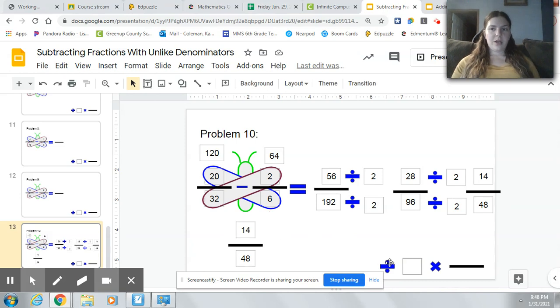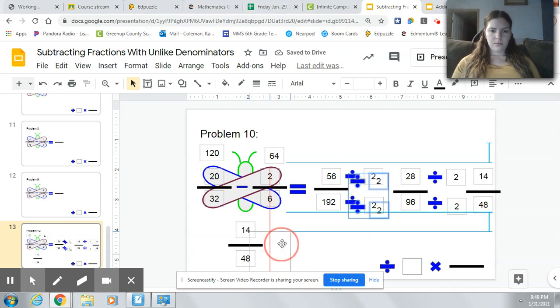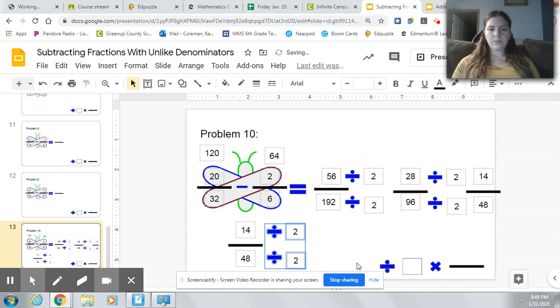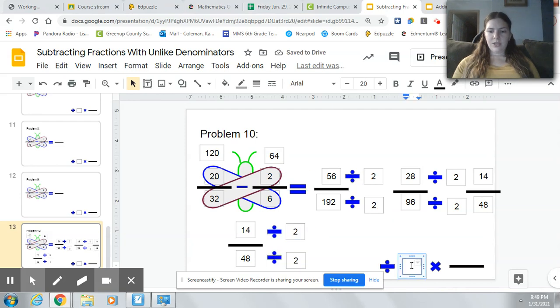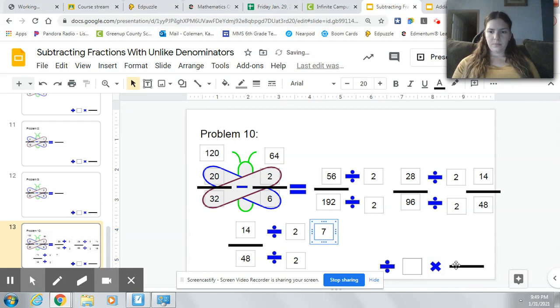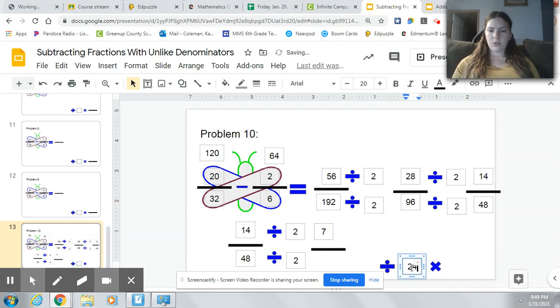And if you want to simplify it on a piece of paper and put your answer in the slide, that's perfectly fine, as long as I can see your work. I'm mostly concerned about you doing the butterfly method correctly. So we're dividing by 2 again. 14 divided by 2 is 7. And then 48 divided by 2 is 24.